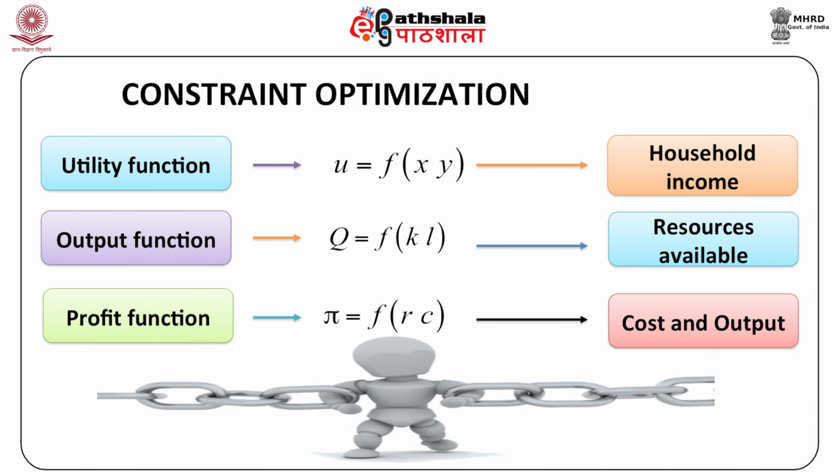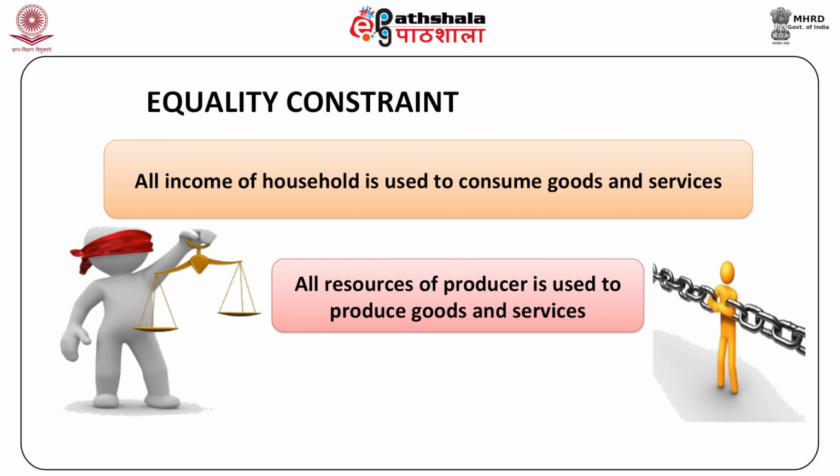Like first, the utility function, which is denoted by u, is a function of x, y. Second, the output function denoted by q is a function of k, l. The profit function denoted by pi is a function of r, c. The utility function of the consumer is constrained by the household income. The output function is constrained by the resources available, generally cost, which is with the producer. And the profit function is constrained by the cost and output both. Equality constraint.